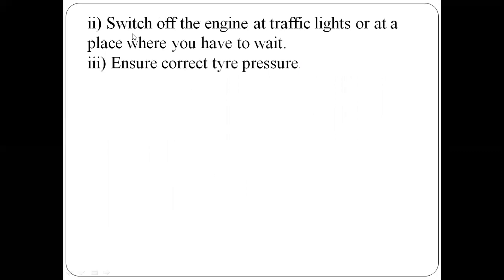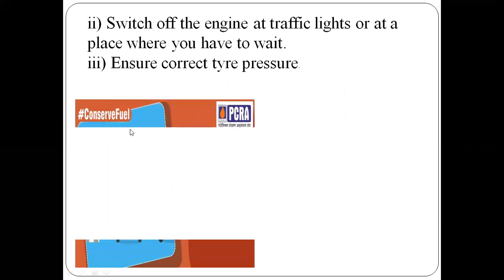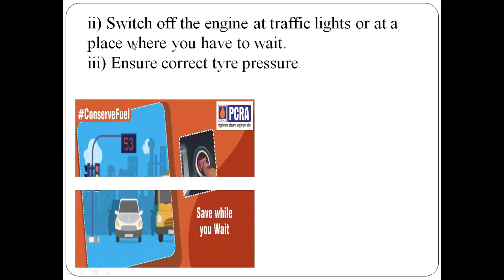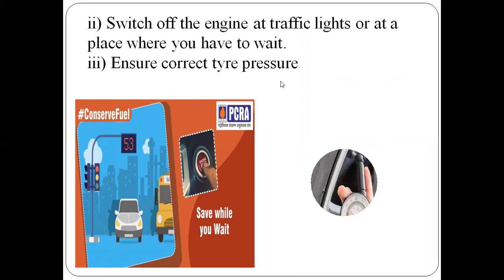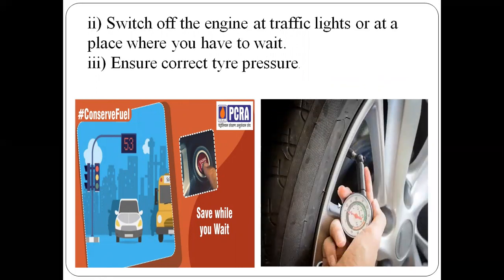Let's look at these images, children. There we discussed now that second one. Switch off the engine at traffic lights. Just see this. Or at a place where you have to wait. That means we have to avoid idling of engines. Ensure correct tire pressure. By using a suitable device, very often we have to check the air like that.